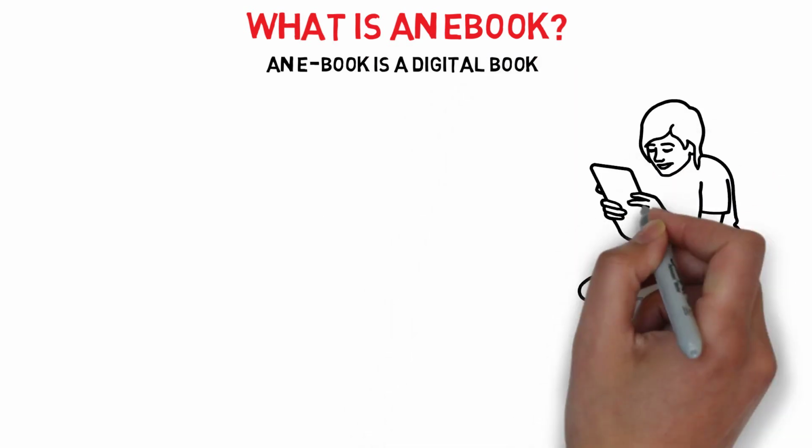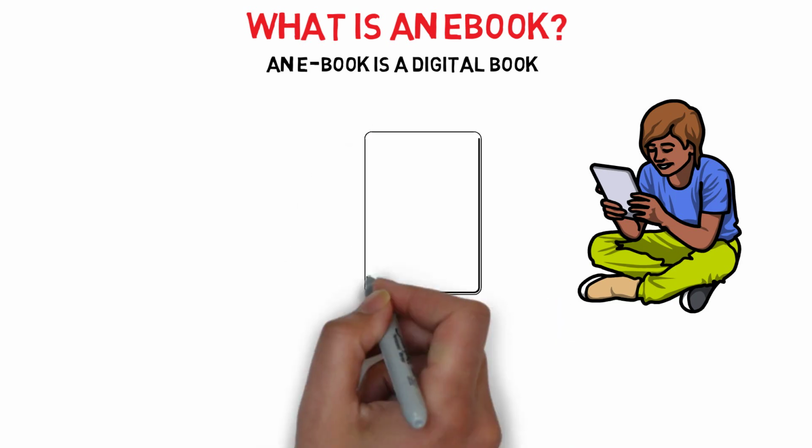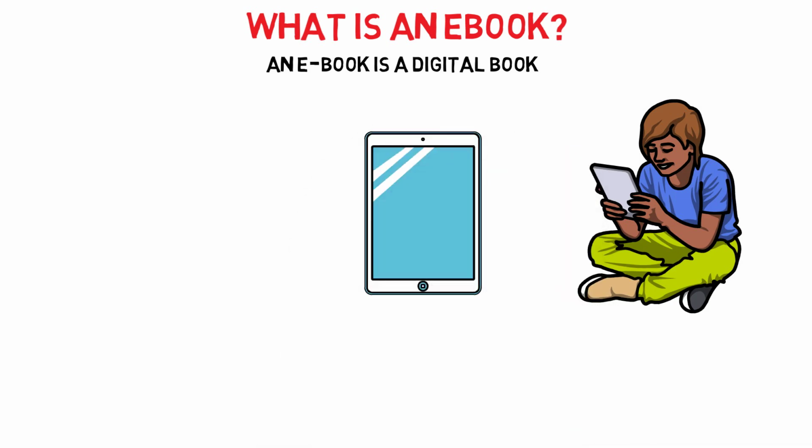What is an ebook? An ebook is a digital book that can be read in a digital format that can't be changed, and may be read on digital devices including dedicated e-readers, smartphones, desktop computers, and tablets. Ebooks should also be reflowable, which means they adapt to the user's screen.